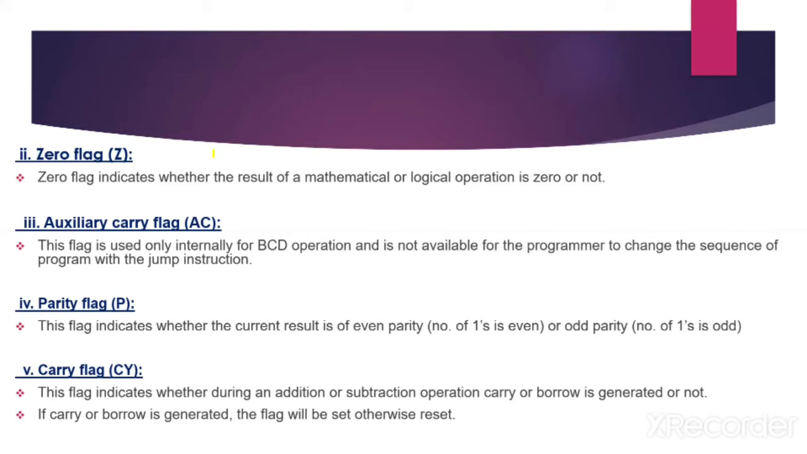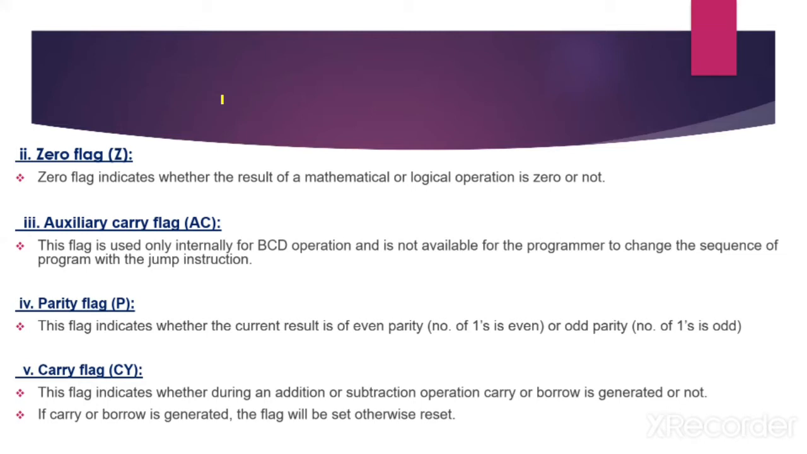A result is in binary form, so we can calculate the number of ones and the number of zeros. If the number of ones is even, then P indicates even parity. If the number of ones is odd, then the parity flag indicates odd parity.